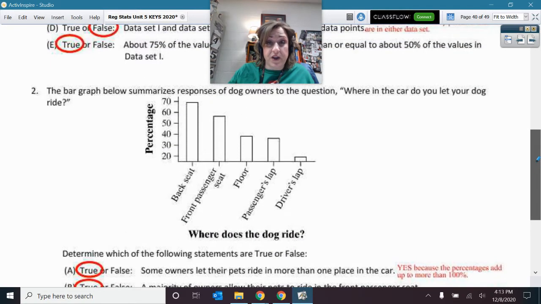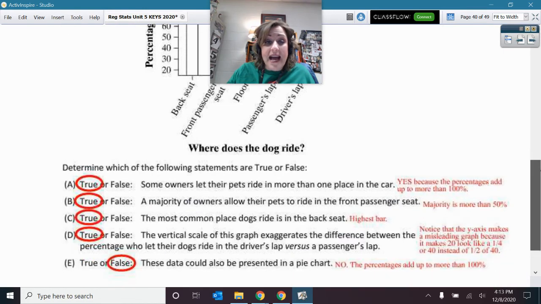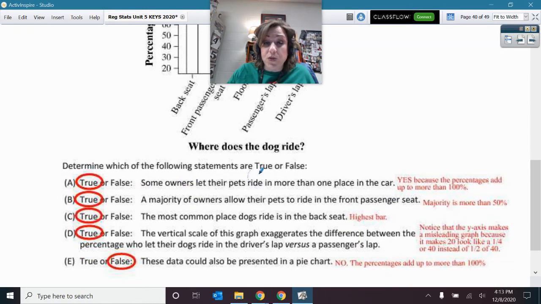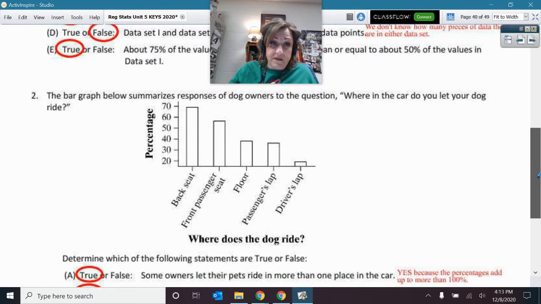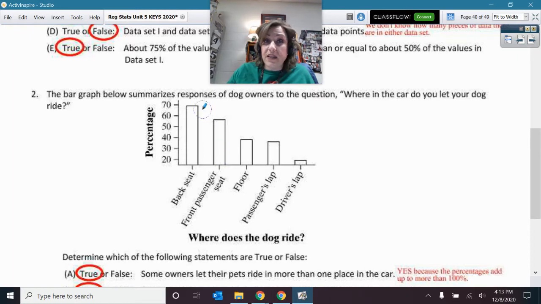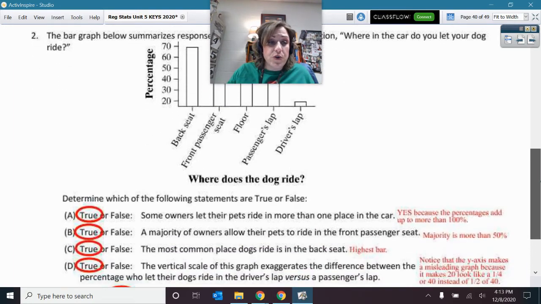All right, this one's very interesting because if you added up all of these percents, that's almost 70, and then that one's 55. So just in those two frequency bars, we are already over 100%. Based on that, I can tell that some owners let their pets ride in more than one place. How about this? Majority of owners allow their pets to ride in the front passenger seat. The majority is more than 50%, and that's almost 70%, so I would say that's a definite majority.